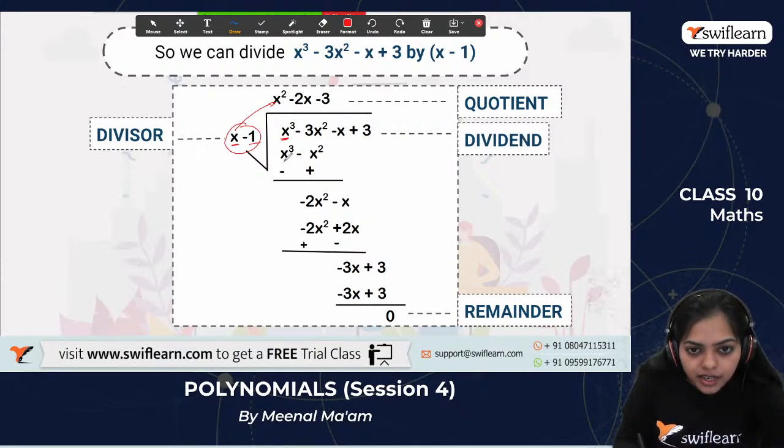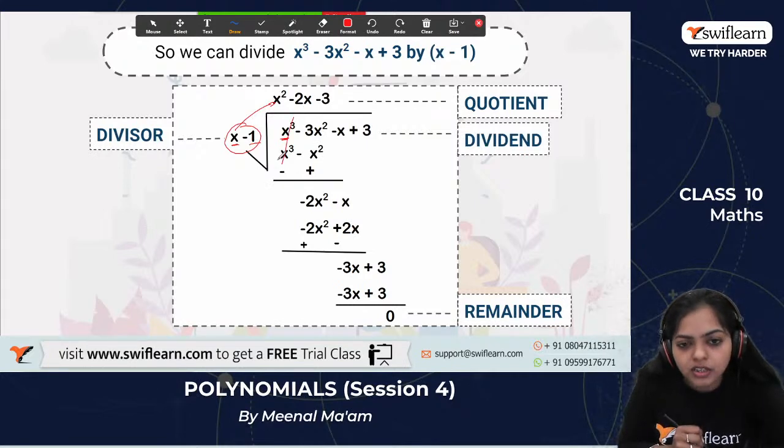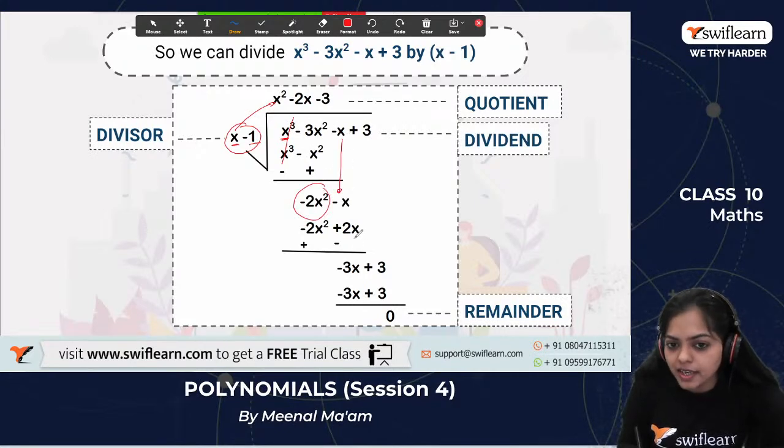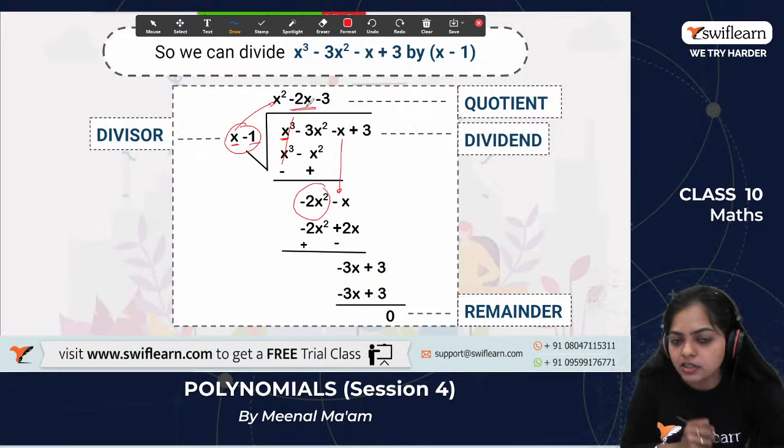Now if I want to cancel this one, the negative sign changes to positive. So what am I left with? Minus 3x square plus x square means minus 2x square. Then I will take this value here, minus x. Then what do I have to multiply with x to make it minus 2x square? I have to multiply by minus 2x. So my next term will be minus 2x. x into minus 2x is minus 2x square.